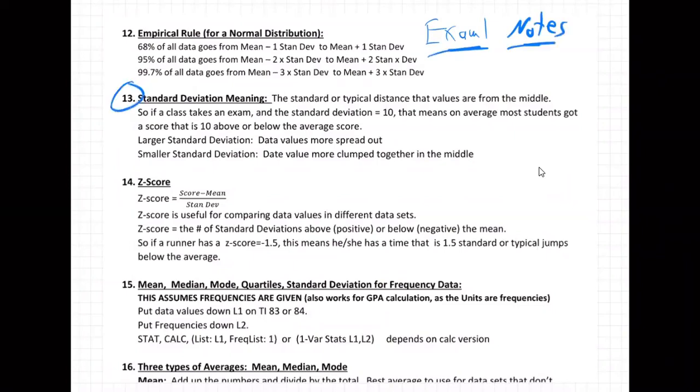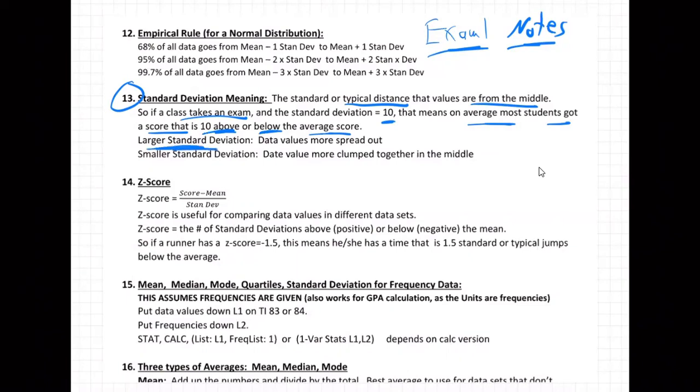Okay. Standard deviation is number 13 on the exam one. Notice what it says. Standard deviation, typical distance from the middle. That's what standard deviation means. So for example, if a class takes an exam, the standard deviation is 10. That means on average, most students got a score that is 10 above or below the average score. Does that make sense? Standard deviation means average distance from the middle. So if you have a standard deviation of 10, that means on average, you're 10 from the middle.